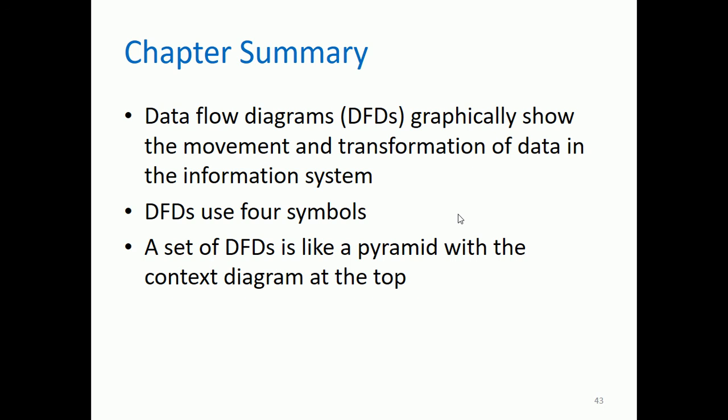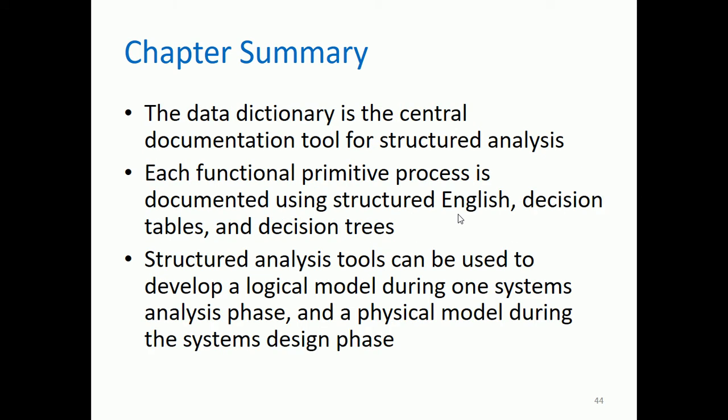Data flow diagrams, or DFDs, graphically show the movement and transformation of data in the information system. DFDs use four symbols. We have the entity, the process, the data flow, and the data store. A set of DFDs is like a pyramid with a context diagram at the top. The data dictionary is the central documentation tool for structured analysis. Each functional primitive process is documented using structured English, decision tables, and decision trees. Structured analysis tools can be used to develop a logical model during one system's analysis phase and a physical model during the system's design phase.